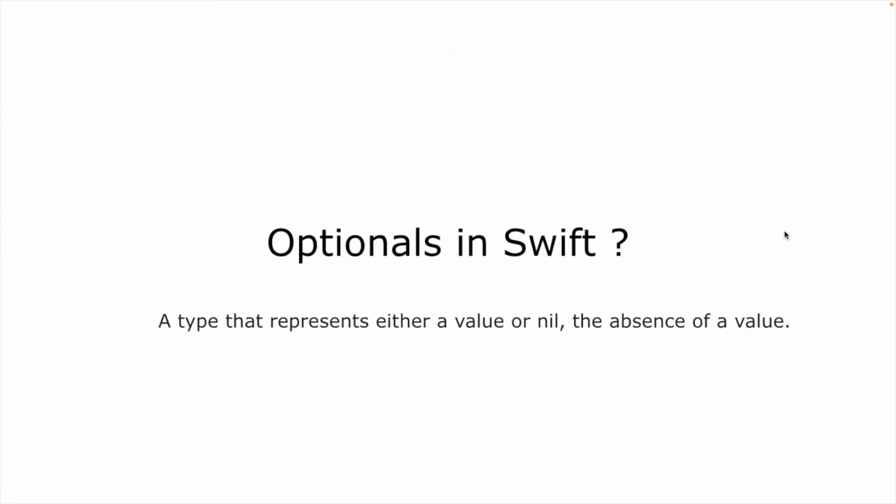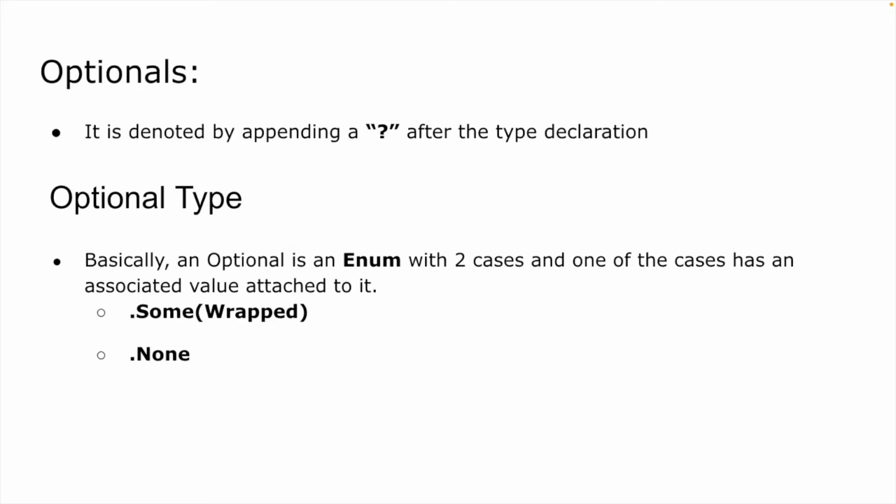This is Shanki, and in this channel we are going to cover from basic to advanced levels of Swift concepts. Today we are going forward with a very basic concept of Swift, which is optionals. Optional is a type that represents either a value or the absence of a value, or nil we can say. Optional is denoted by appending a question mark after the type declaration. We'll check in detail how it works.